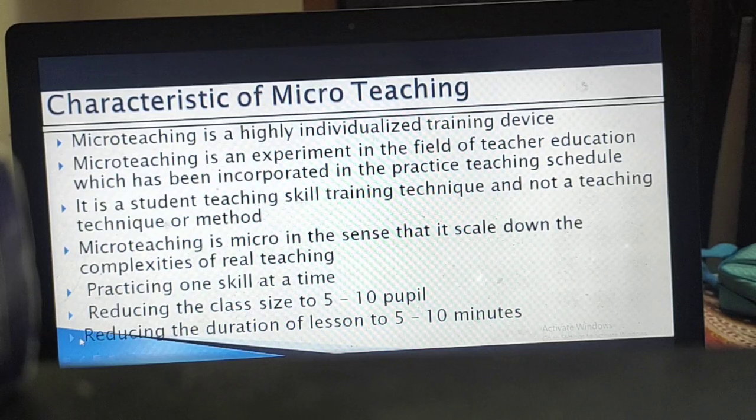And micro-teaching practices one skill at a time. There are several types of micro-teaching skills. The teacher has to choose one skill at a time and practice it.